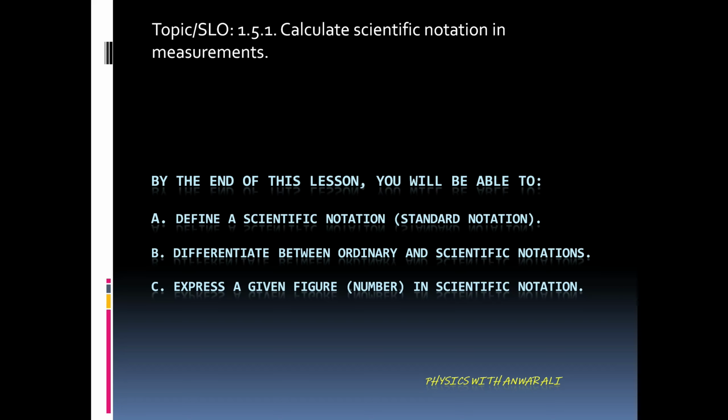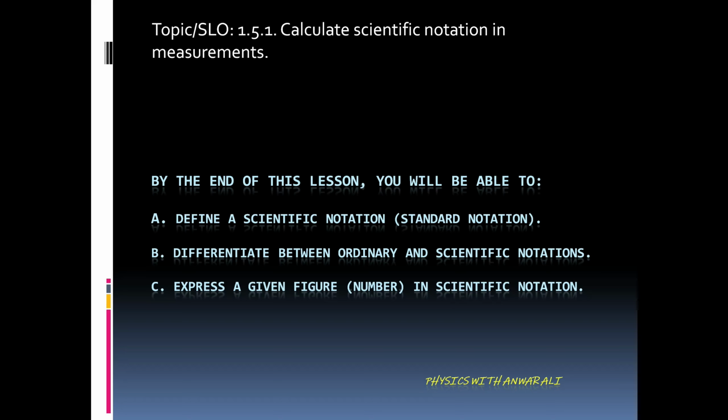Dear students, today I'm going to discuss topic number 1.5, or SLO number 1.5.1, of grade 9 physics, chapter number 1, Measurement. The topic is about scientific notation, and SLO 1.5.1 is talking about the calculation of scientific notation in measurement.